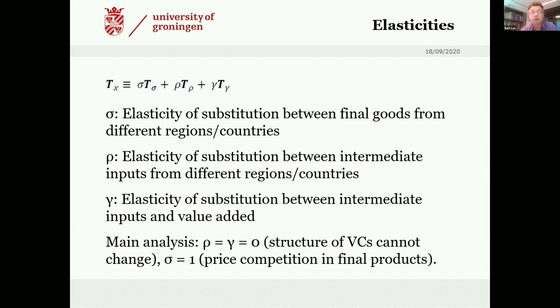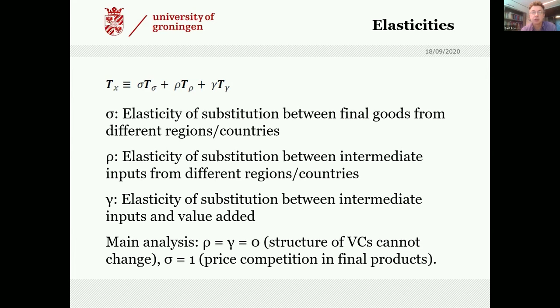Now, in the most important part of our analysis, the part that I will show, we assume that rho and gamma, so the second and third elasticity, are equal to 0, which basically implies that we assume that the structural value chains cannot change. So we assume that there are contracts, that there are other reasons why the structural value chain is sticky. So the effects of the depreciation of the pound are reflected in the competitiveness of final products. So the substitution between these can take place.